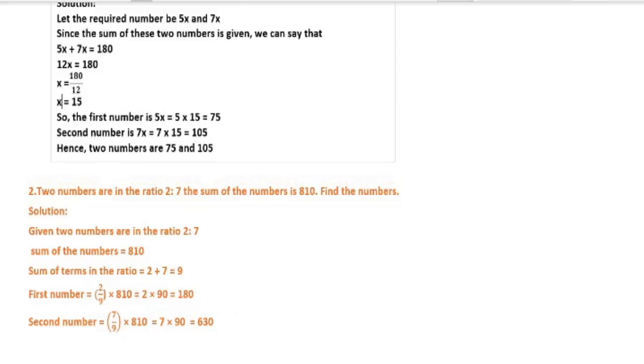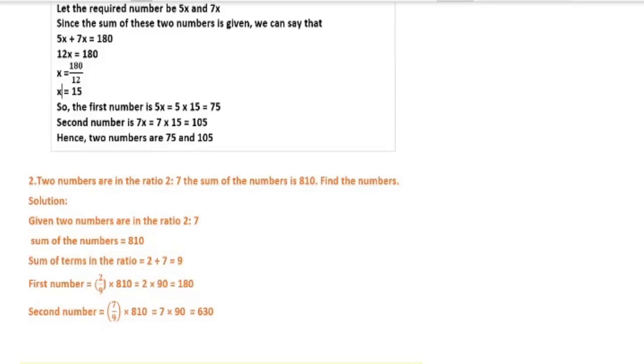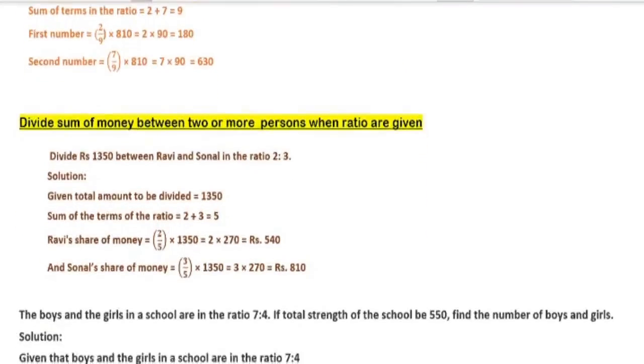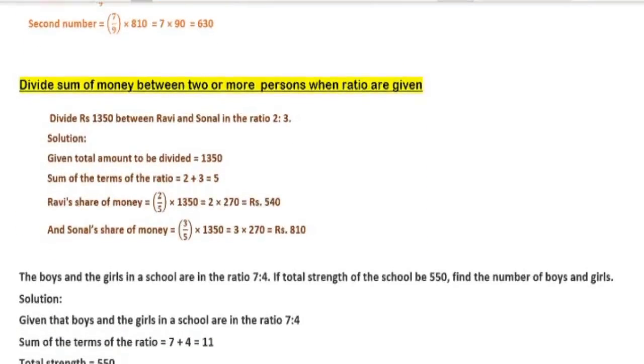Now another type of question. Divide a sum of money between two or more persons when ratios are given. Here the question: divide 1350 between Ravi and Sonal in the ratio 2:3. Here there is some amount of money. The amount of money is 1350. We have to divide it in the ratio 2:3.